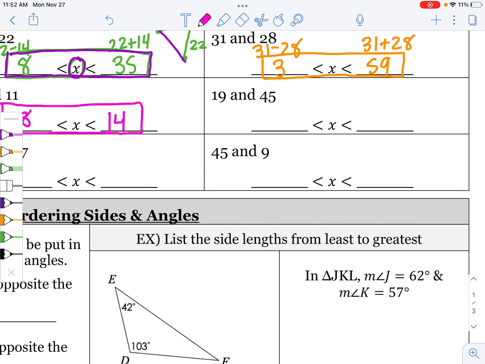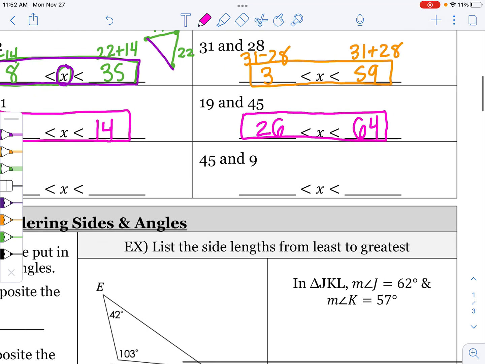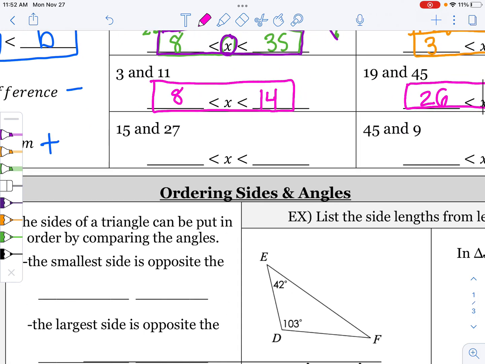All right, 19 and 45. Of course, 45 minus 19 is going to be 26. And then 45 plus 19 is going to be, let me make sure, 64, that's what I thought. So if you can't do that in your head, you could always go 45 plus 20 and then minus 1, okay? So anything greater than 26 but smaller than 64. And then try these two on your own and then click play to see how you did.